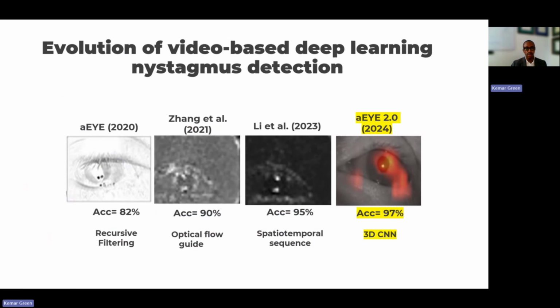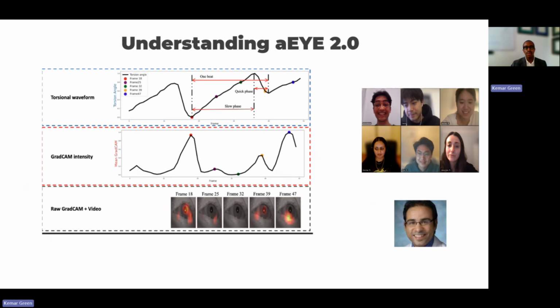Since our initial 2020 model, others have improved upon it, and we developed a newer version of it using a 3D CNN in 2024. We also understood our models a little bit more. So here, for example, we trained the model to look at one beat of nystagmus, which is a slow phase and a quick phase. And with our Grad-CAM intensity, here is basically what the model is looking at. You can see that it starts to pay attention when the slow phase starts and stops paying attention at the end of the slow phase.